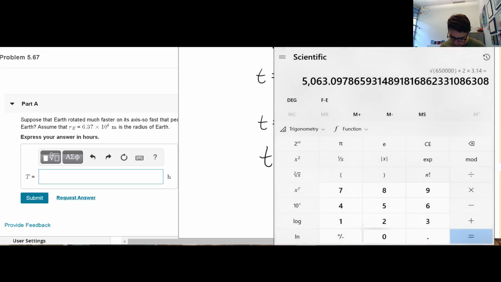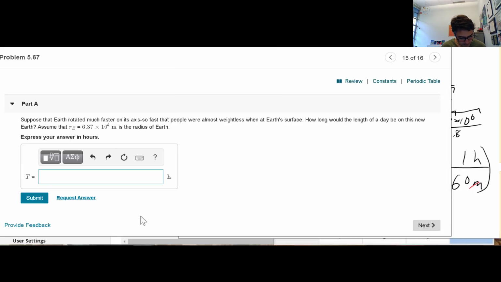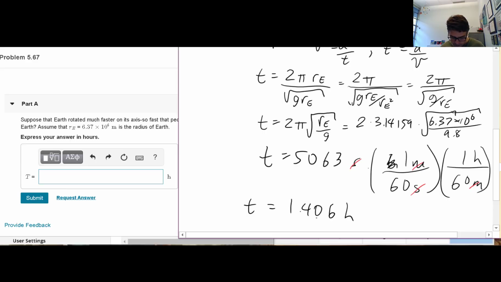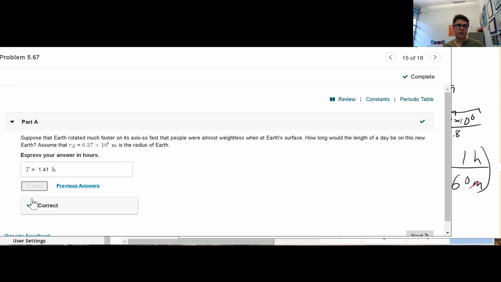So back to our calculator, divided by 60 equals, divided by 60 equals 1.406. 1.406 hours. Okay, that would be the new length of your day. Wow, that's actually not much less than 24 hours. So if we had a 1.4 hour day, we'd all be floating on the equator. And let's use 3 significant digits, 1.41. And that's also the length of a low Earth orbit, about an hour and a half.